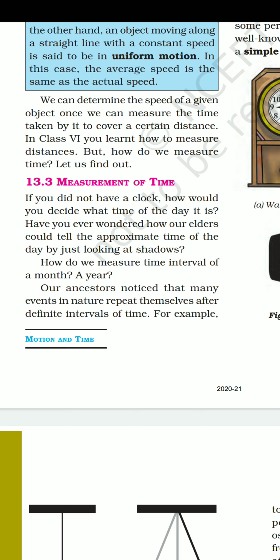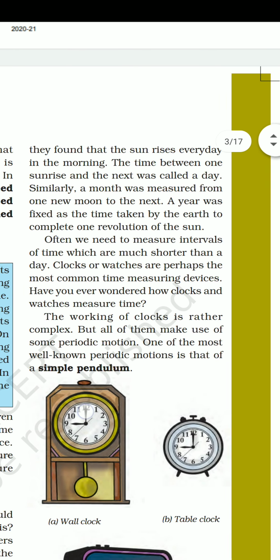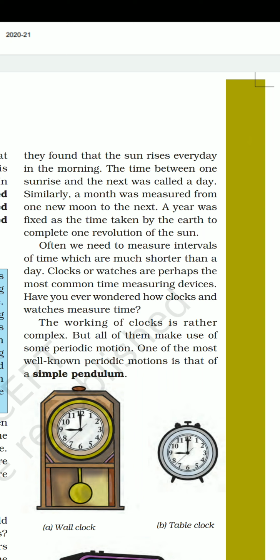Our ancestors noticed that many events in nature repeat themselves after definite intervals of time. For example, they found that the sun rises every day in the morning. The time between one sunrise and the next was called a day. So what will be the definition of a day? The time between one sunrise and the next is called a day.